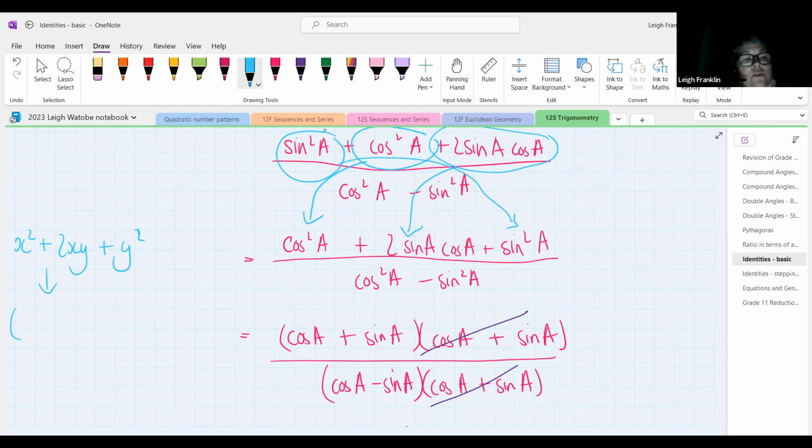So this is also a perfect square trinomial. This would be x plus y times x plus y, in the same way that this over here factorizes into cos A plus sine A times cos A plus sine A. Does that make sense to you? Yes, ma'am. And then once I factorize, remember, I can't cancel over plus and minus signs. I've got to factorize and then I can cancel down. Okay, thank you, ma'am.